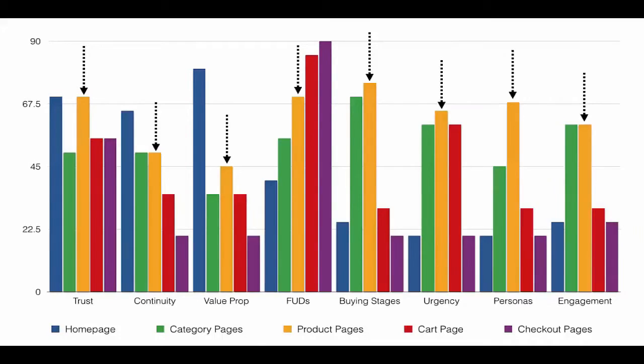And by the way, whenever we talk about a conversion, we're talking about a full conversion, somebody placing an order with the website. You notice that buying stages have a high impact, and you notice that personas also have a high impact, engagement a little less, incentives play a role. So this is how the different elements of the conversion framework play into the conversion from a product page into a cart page.